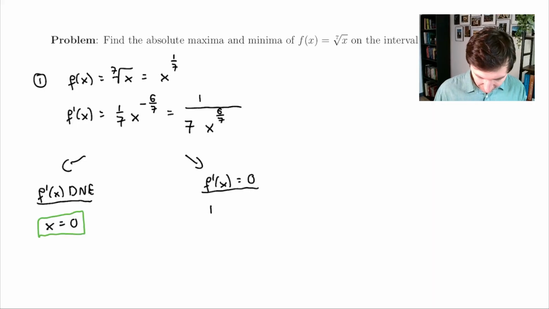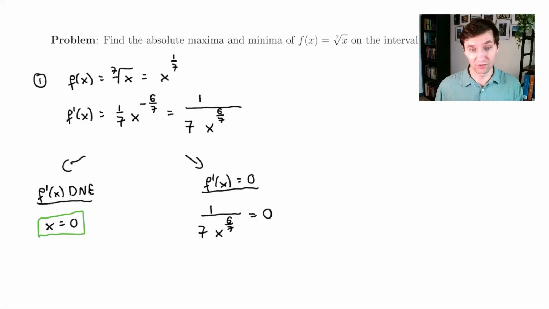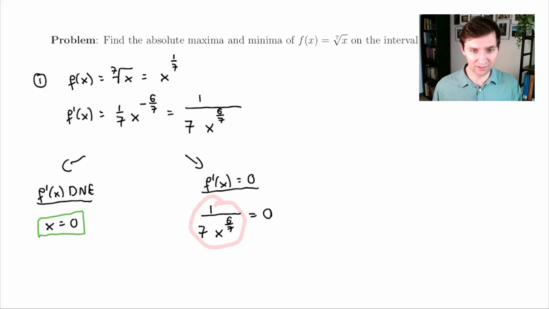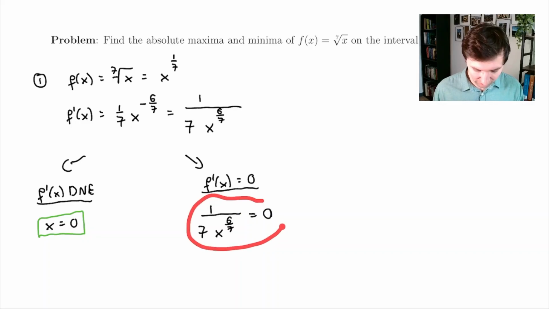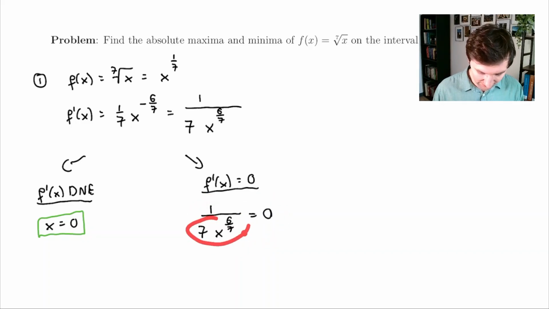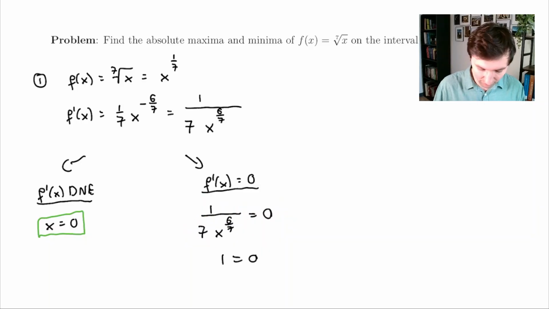Are there any x's for which the derivative equals 0? I believe there are no such x's. If you were going to plug in some number, you were never going to get 0. Another way to see it is you can multiply both sides of this equation by the denominator. When you do that, you will get that 1 equals 0, which is obviously nonsense. This equation has no solutions.